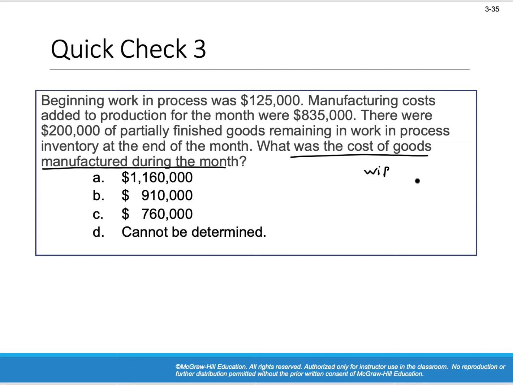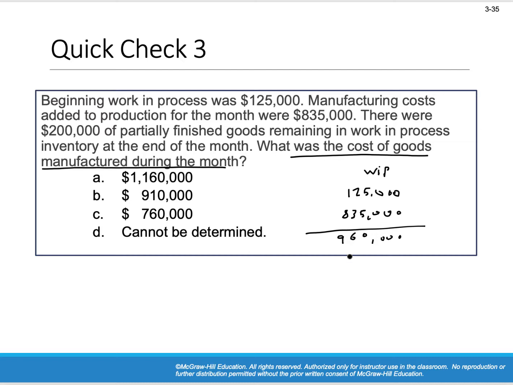Well, they tell us that the beginning WIP was 125,000. That means when I started the month, I had $125,000 worth of products that were partially completed. They tell me that, oh, by the way, the manufacturing cost for the month that we added to WIP was $835,000. So if I add these up, if my math's right, should be 960,000.